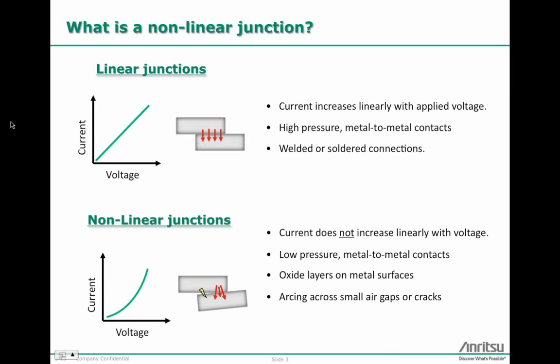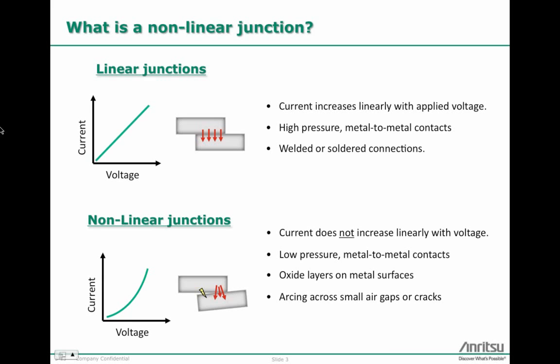So I've thrown out a term here, nonlinear. I use it every day, but I wanted to step back and make sure people understand what I'm talking about. We're talking about the relationship between current and voltage. If I'm looking at the connection between two metal objects, if I have high contact pressure, or if those metal surfaces are welded together or soldered together, I have a very linear relationship, that as I increase the voltage, the current increases in a linear manner.